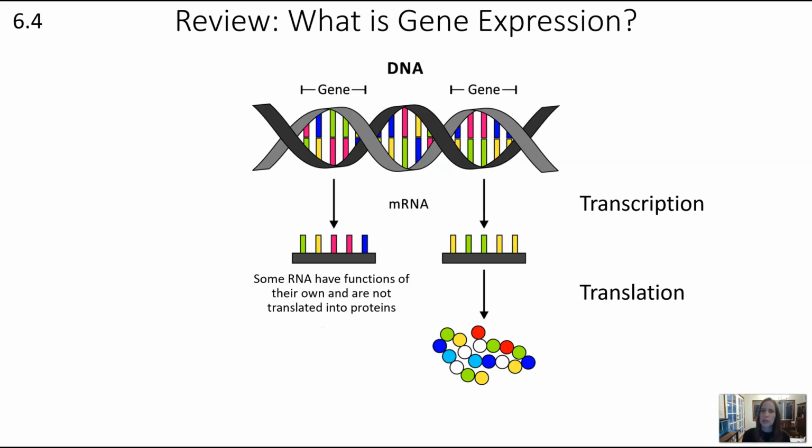Gene expression is using the instructions of DNA to code for a strand of RNA that can then be used to code for a protein. The use of the instructions in DNA to create the RNA is transcription. That's what we just went over in 6.3. Now we're going to look at how that mRNA can be used as instructions to create a protein, and this is translation.